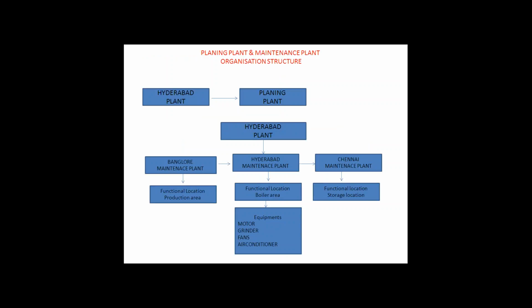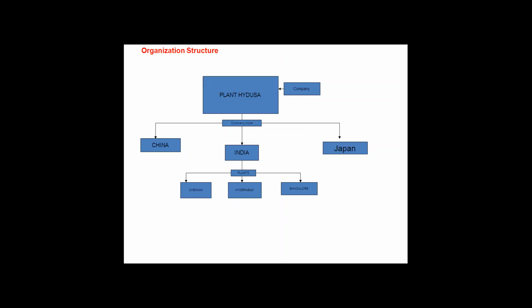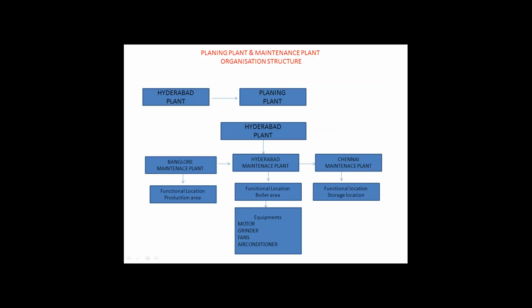Now out of these 3 plants, you can make the same plant a planning plant, or you can make one plant a planning plant and assign it to the three other plants. Like Hyderabad, I can make a planning plant and assign it to Hyderabad, Chennai and Bangalore. When I make Hyderabad a planning plant, I will assign it to the Bangalore maintenance plant, Hyderabad maintenance plant and Chennai maintenance plant.